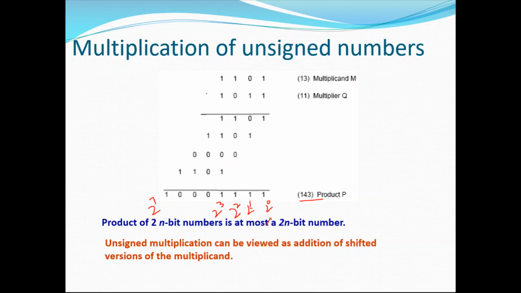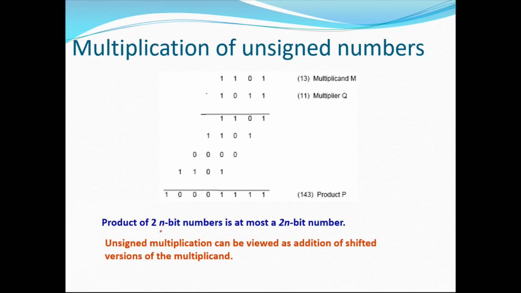2 to the power 0 is 1, 2 to the power 1 is 2, 2 to the power 2 is 4, 2 to the power 3 is 8, and 2 to the power 7 is 128. So 128 plus 8 is 136, 136 plus 4 is 140, 140 plus 2 is 142, 142 plus 1 is 143, which is the decimal equivalent of this number.